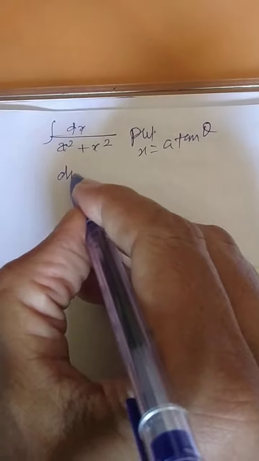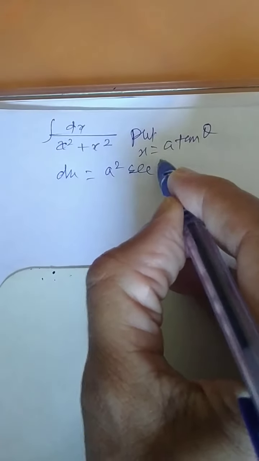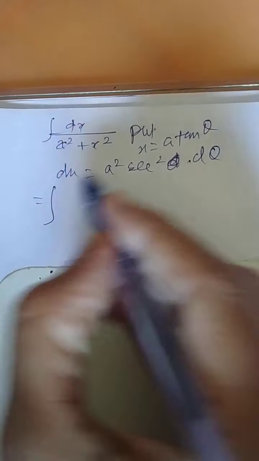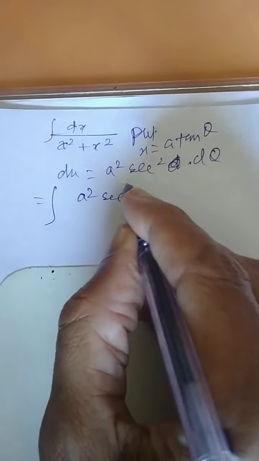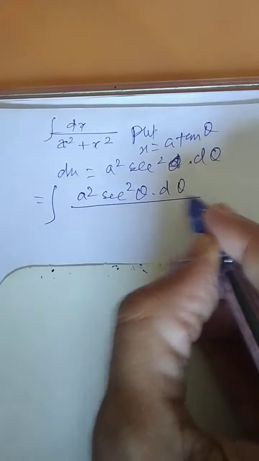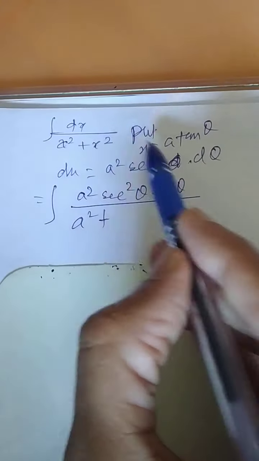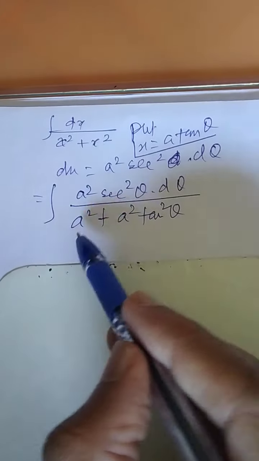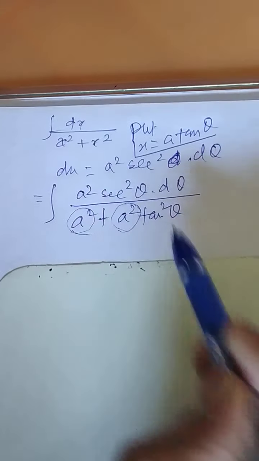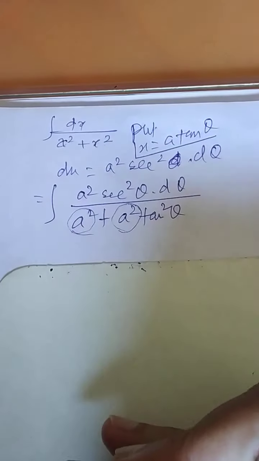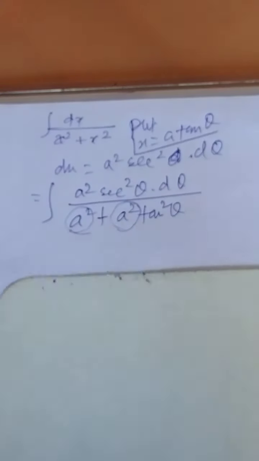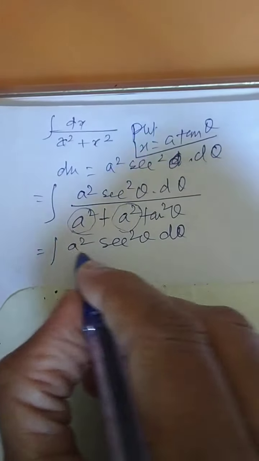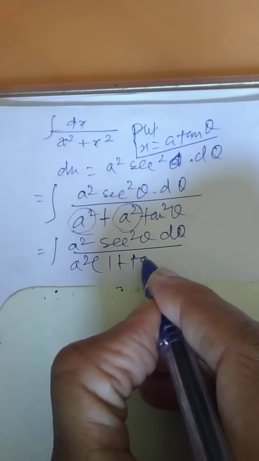How? dx will be equal to a square sec square theta d theta, the derivative of tan being sec square. So, method of substitution. The numerator dx can be written as a square sec square theta d theta divided by a square plus x square. What are we replacing x with? a tan theta, so a square tan square theta. Suppose you take out a square common from the denominator, then that a square will get cancelled, and what is left in the denominator? 1 plus tan square theta. So I am just writing a square sec square theta d theta divided by a square times 1 plus tan square theta.